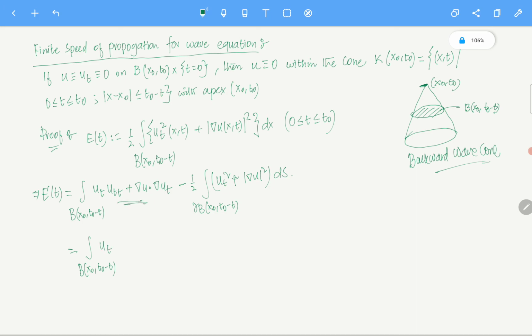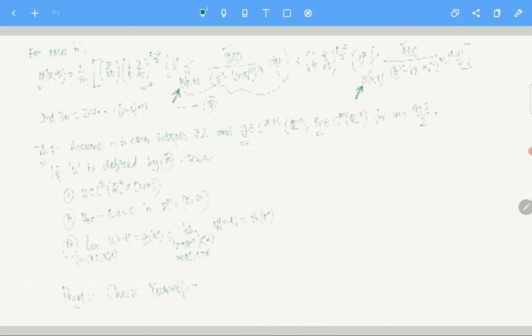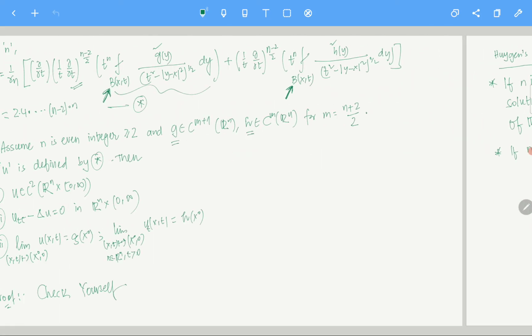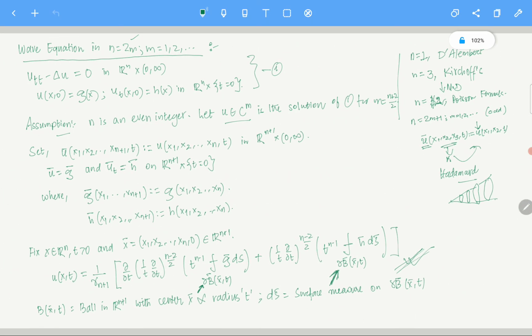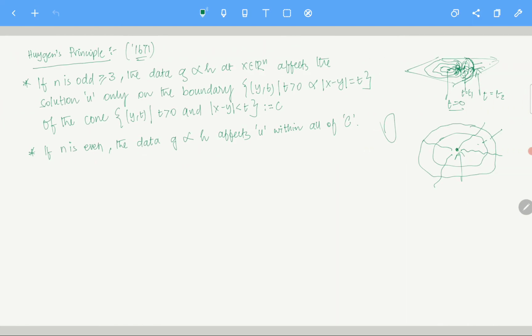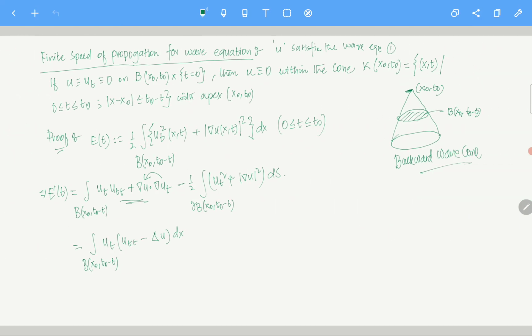If you take it, you can just push it here. So u_tt minus, integration by parts will give you the Laplacian of u dx. Because u satisfies the wave equation, right? Of course, u satisfies the wave equation 1. It is a solution of this, with g and h taken to be 0.